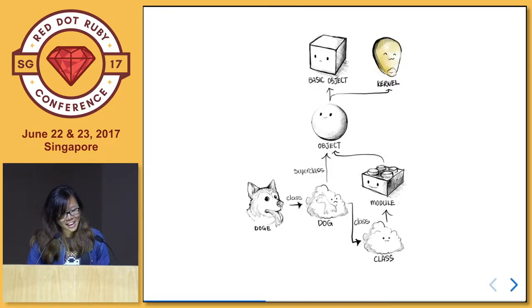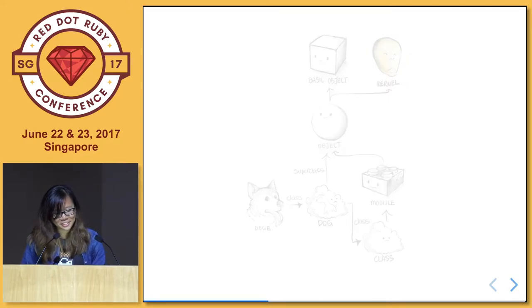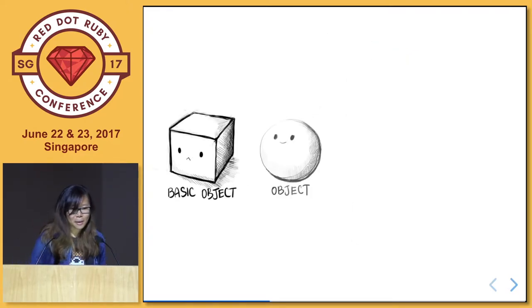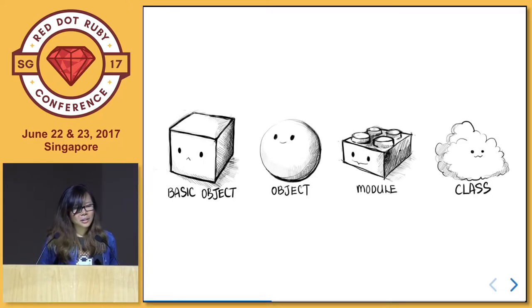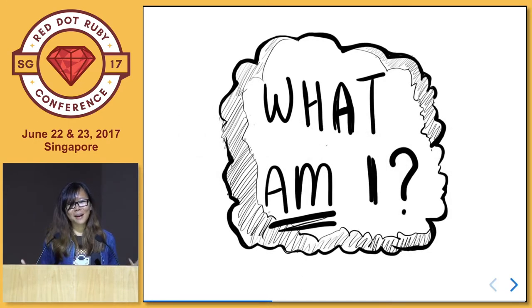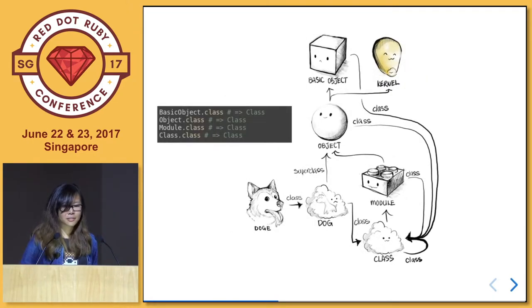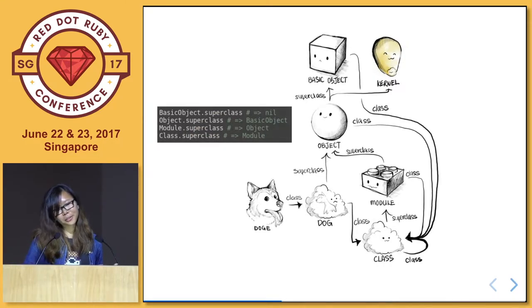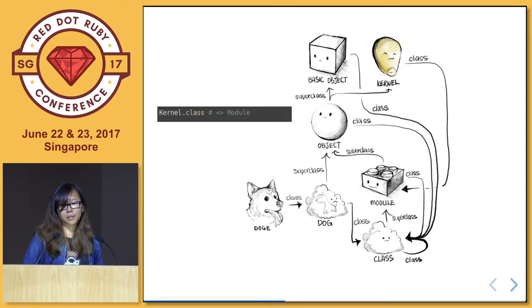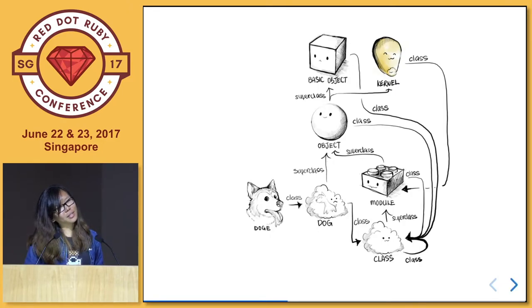Yet this was not the end. Soon even the most ancient of objects began questioning their own existence. BasicObject, Object, Module, Class, all of them asked, "What am I?" And it turned out that all of them were classes, and they remembered who had begot whom. Kernel asked herself the same question and discovered that she was a module and remembered that she had no parent to speak of. And so this was the world that all the objects knew, and some of them thought the arrows were getting a little bit messed up, but they lived with it.